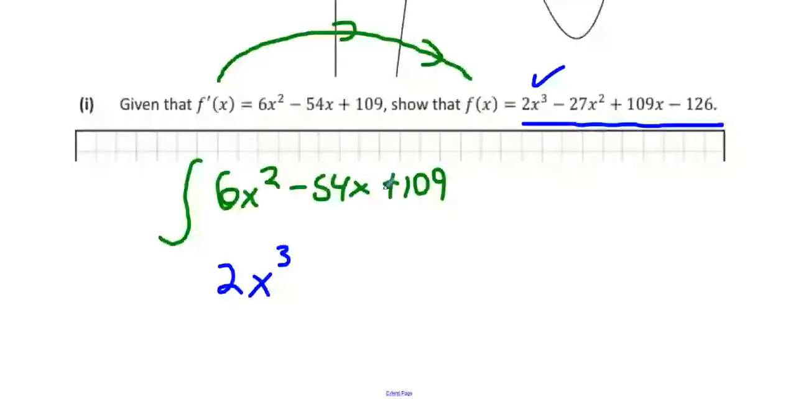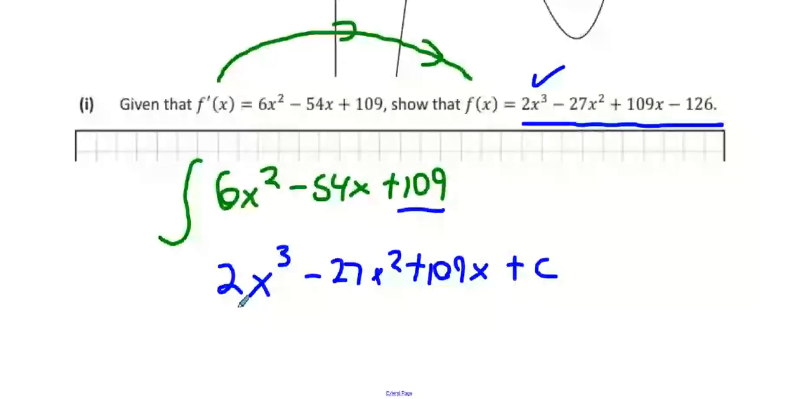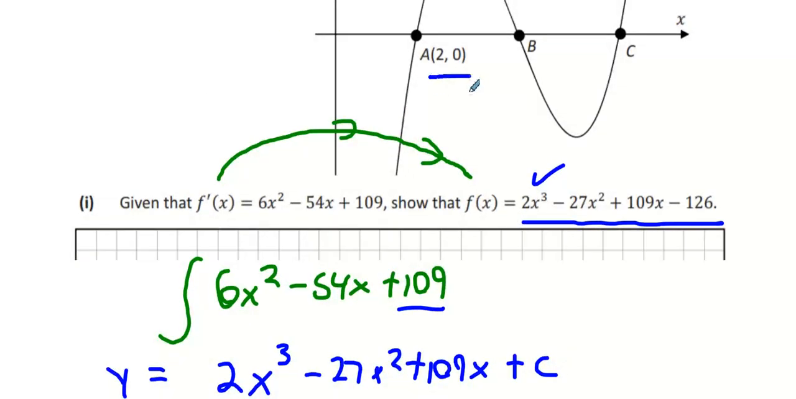When we integrate 54x, we put x squared and we divide it by 2. And then 54 divided by 2 will be 27. That's your 27x squared. And then when you integrate 109, you just get 109x. Now you're going to get your c value. Okay? But there is a way around this. What we need to do is use our point (2, 0), which means when the x value equals 2, the y value must equal 0.